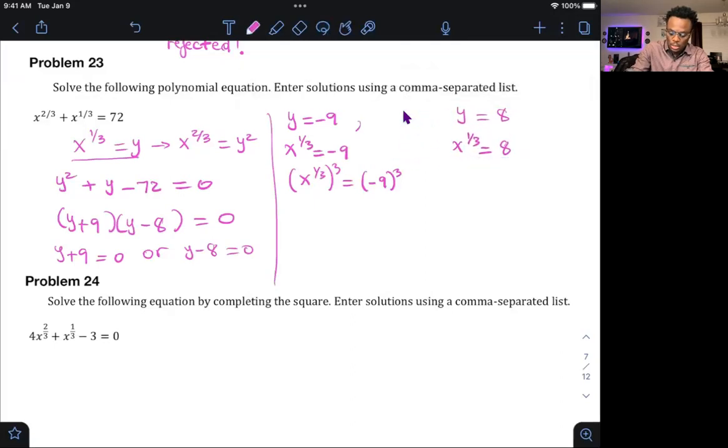So that is x exponent 1/3 to the third equals 8 to the third. So your answer will be x equals -729, and then x equals 512. Your solution set is -729 and 512.